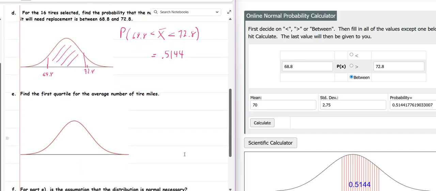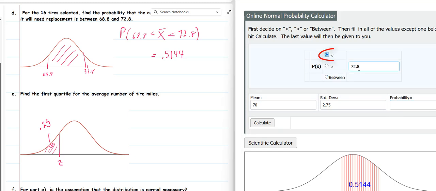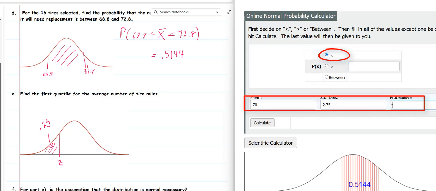Okay, find the first quartile for the average number of tire miles. So the first quartile is that number Z, such that 25% of the data lies to the left of Z. So the area of this tail is 0.25. So I'm going to come over here to my calculator and I'm going to clear everything out, switch the between to a less than, and put in the probability 0.25.